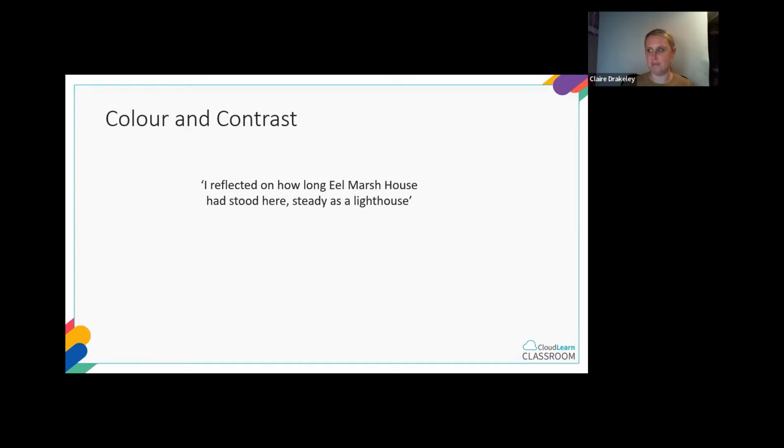So this first one here, "I reflected on how long Eel Marsh House had stood here, steady as a lighthouse." Do you think that's positive or negative? We're talking about light and dark here, how the light and dark is depicted. So this one mentions light, lighthouse. Is it used in a positive or a negative way? The poll is up now. You should be able to see the poll now.